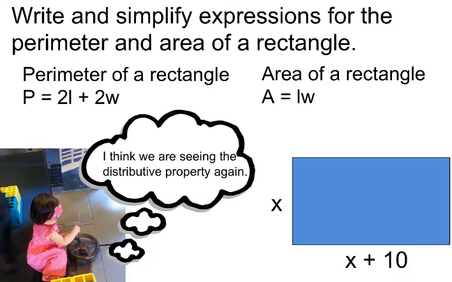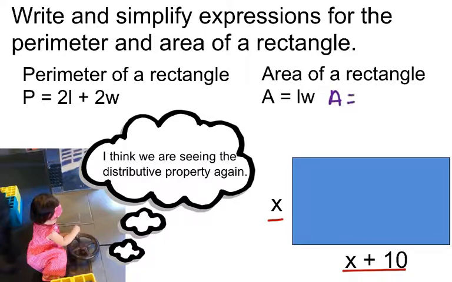Write and simplify expressions for the perimeter and area of a rectangle. So here we see that we have x for the width and x plus 10 for the length. So here we have to use our good old friend, the distributive property. So let's first look at the area.